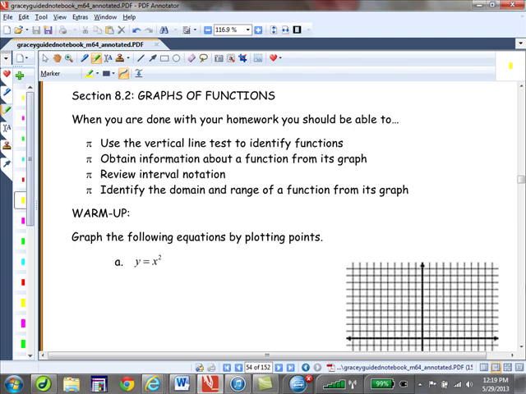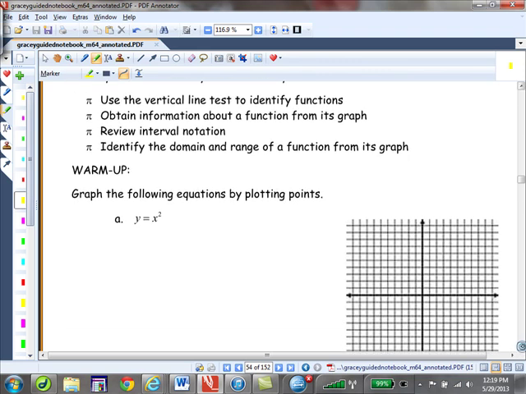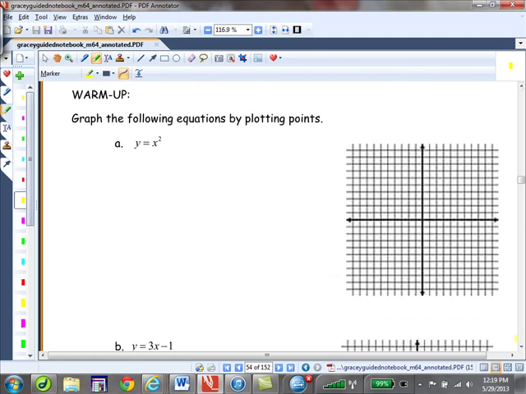Why don't you do these warm-up problems? Remember that with anything other than a line, it's a good idea to use 5 ordered pairs so you can get the shape of the graph. So for part A, I would recommend the use of 5 ordered pairs. And for part B, you can use any of your graphing skills related to lines. All right? Pause the movie and good luck.